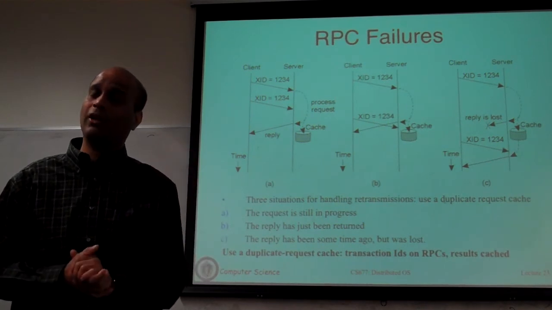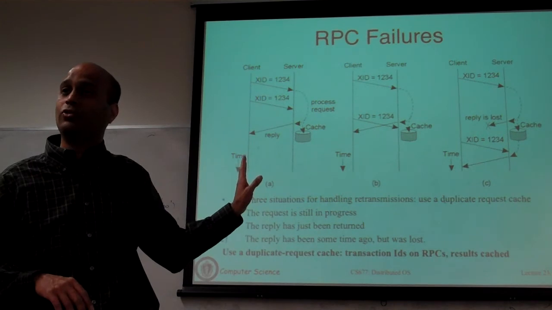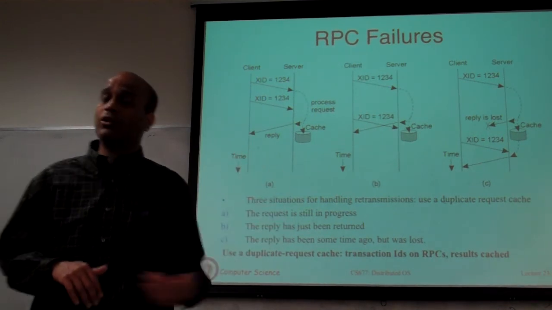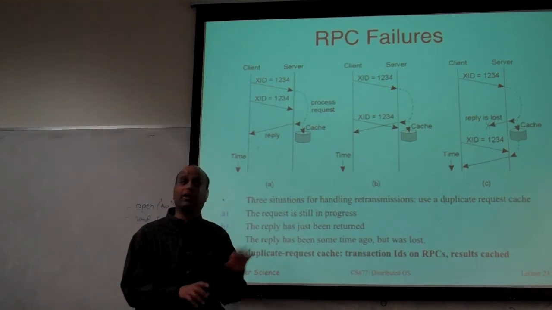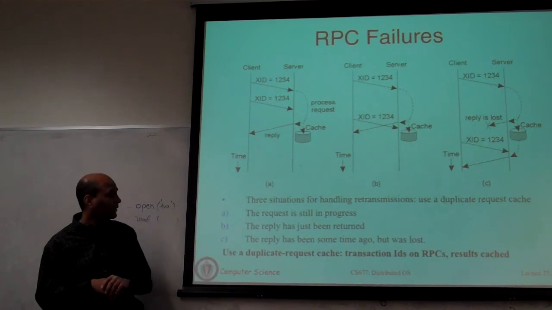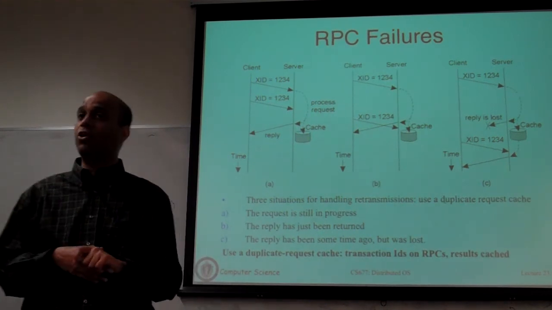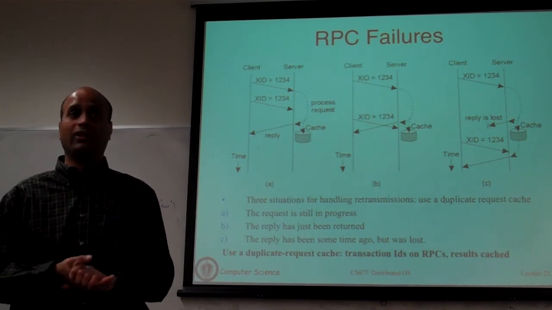If you remember the RPC discussion, there was at least once and at most once. If you do at least once, you are going to be in trouble. If you process the same RPC multiple times, you may get undesirable results. So you want exactly-once semantics. Okay, so that is basically handled by this notion of having a cache of already processed RPC calls with the reply stored in the cache.